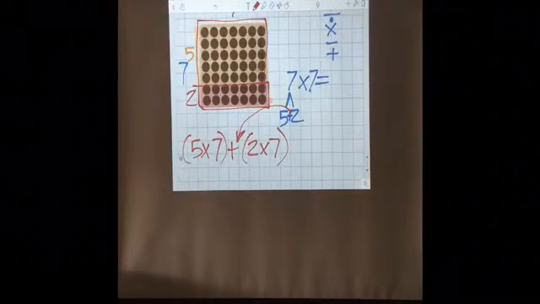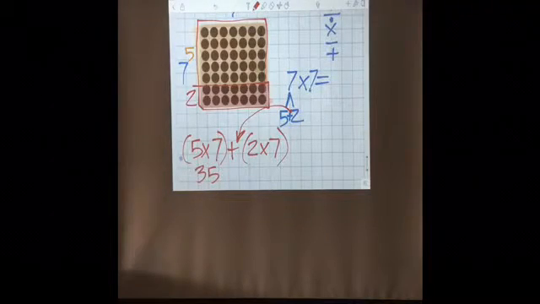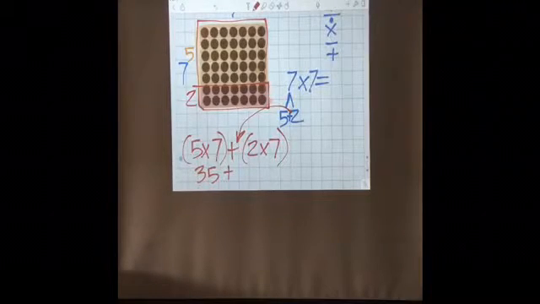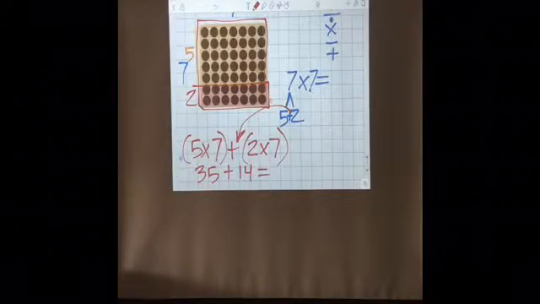All right, so 5 times 7, what is it? 35. And what do I need to do next? Add. And then what do I need to do after that? 2 times 7, and that would be? 14. Okay, so how do we go about doing this? Well, we could put it in a vertical method, right? Yep. Like that.